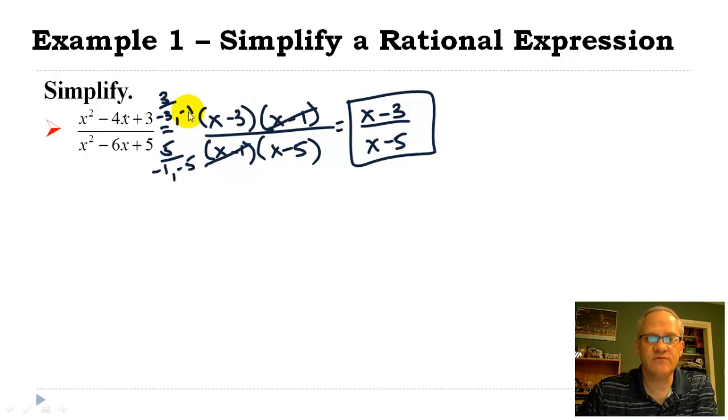Okay? So if everything's multiplied together, you can cancel out top and bottom. But if you've got pluses or minuses in there, you're going to have to factor these down to get groups of things that are multiplied together.